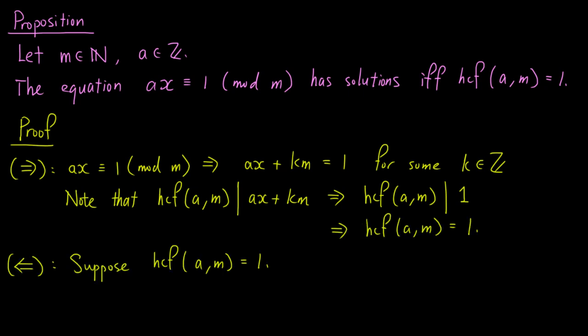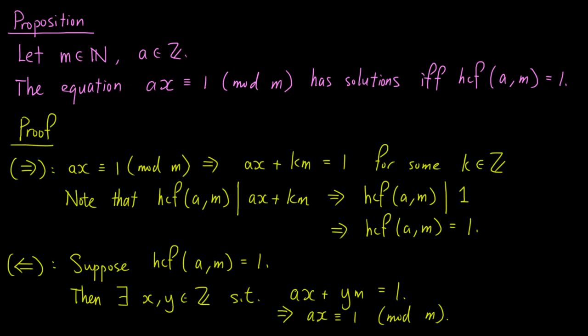Conversely, suppose that the HCF of a and m equals 1. Then, using the extended Euclidean algorithm, there exist integers x and y such that ax plus ym equals 1. This implies that ax is congruent to 1 mod m.